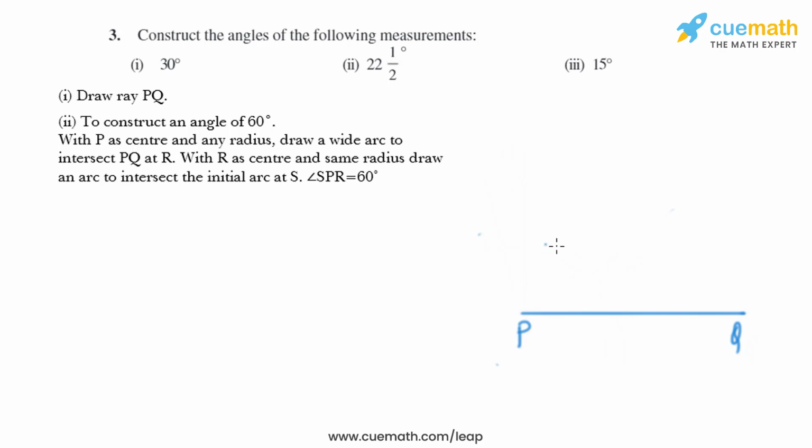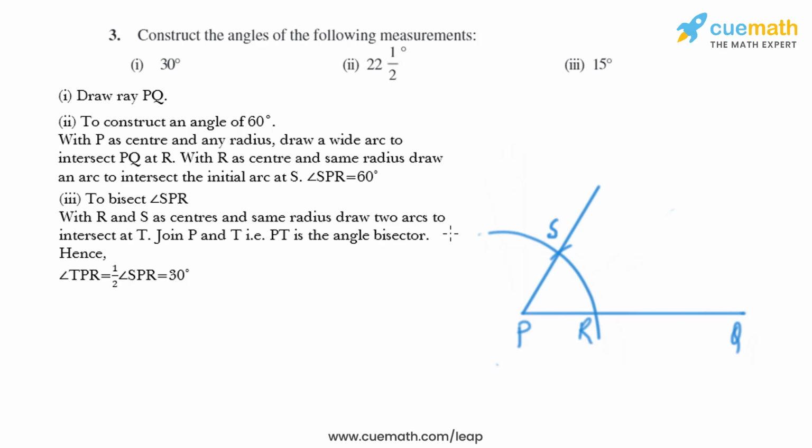Now we'll put the compass at P and we'll take any radius and we'll draw an arc like this that intersects PQ at R. We'll name this point as R, and now we'll put the compass at R and using the same opening we will draw another arc that intersects this initial arc. Now we will name the point of intersection between these two arcs as S and we will join P and S. So we'll get angle SPR that equals 60 degrees. Now we have got angle SPR as 60 degrees.